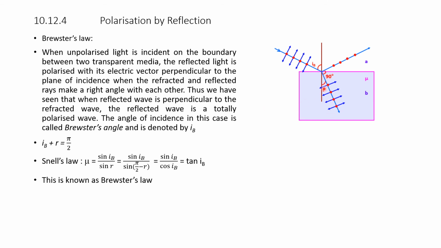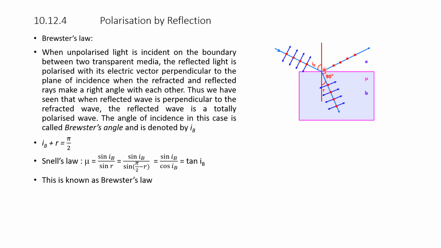What happens? I will read this sentence again. When unpolarized light is incident on the boundary between two transparent media, the reflected light is polarized. See, this is polarized. The reflected ray is polarized with its electric vector perpendicular to the plane of incidence. This is perpendicular to the plane of incidence.